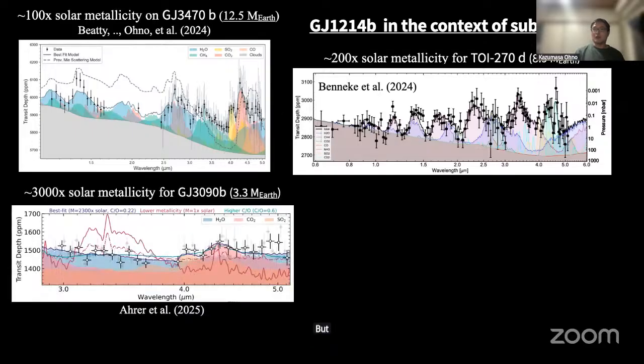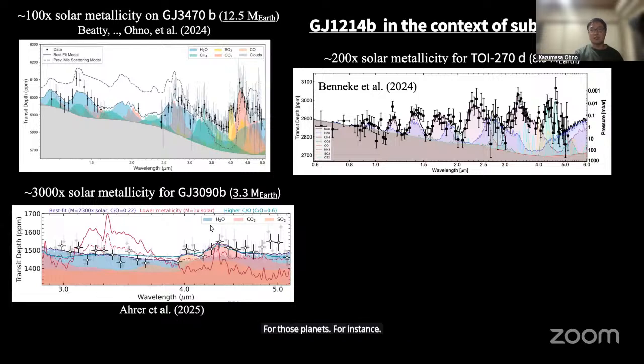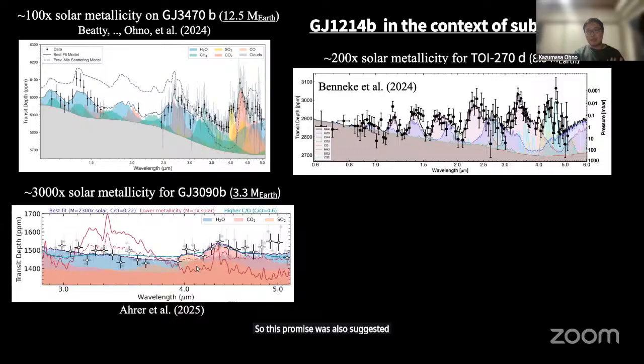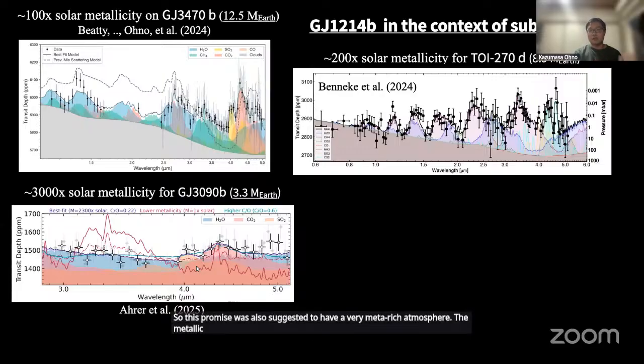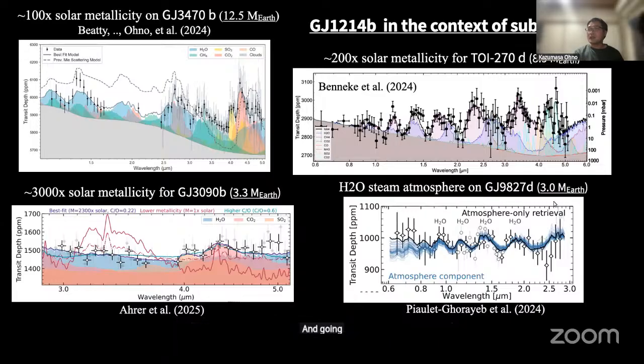But if you go to lower mass planets, some observations also reported similarly very high metallicity for those planets. For instance, for GJ3090b, whose mass is about 3 Earth masses, this planet was also suggested to have a very metal-rich atmosphere, the metallicity being comparable to what we suggest for GJ1214b. And going to a bit lower mass, this planet was suggested to have a water vapor atmosphere, so a purely water vapor atmosphere.